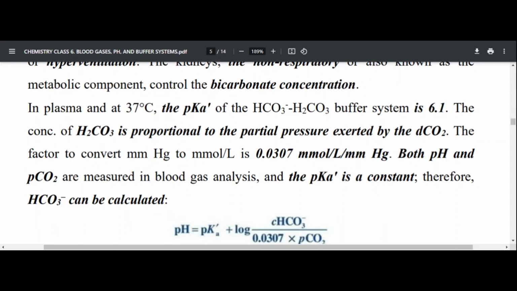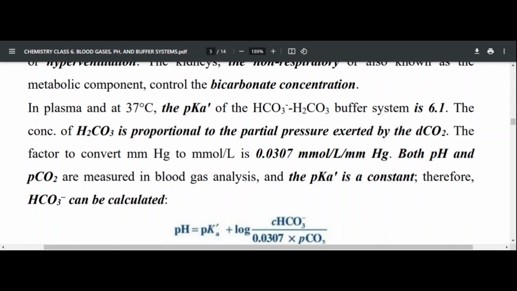So always at normal temperature, carbonic acid concentration is proportional to the partial pressure exerted by dissolved CO2. So that's why CO2 can also be compared with carbonic acid. It can also be a component of acid. So the factor to convert millimeter of mercury to millimole per liter is 0.0307 millimole per liter per millimeter of mercury.